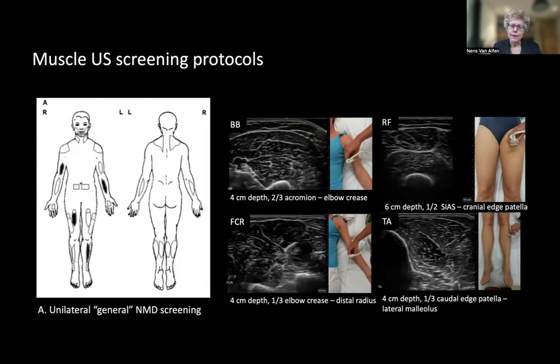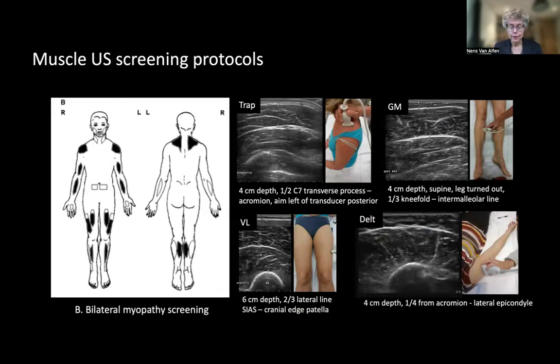So here's just some examples. I'm not going to go through them in detail, but this would be the protocol for a very simple unilateral neuromuscular disease screening. And this in kids already has about 90% diagnostic accuracy. Very simple screen using these muscles. These are the protocols for you to review. You can see we always select the muscle at the site of the maximum bulk. That's sort of the rule, which makes it most reproducible as well.